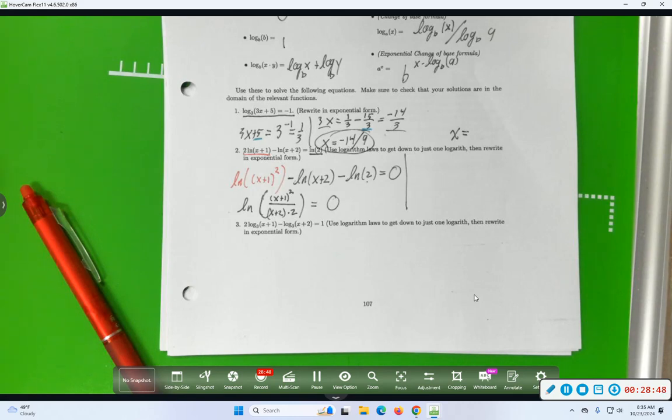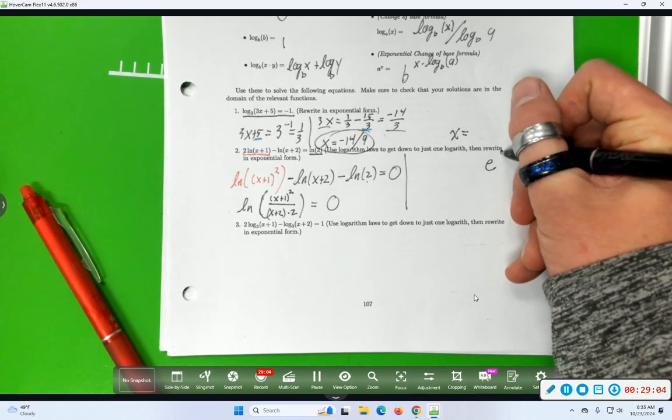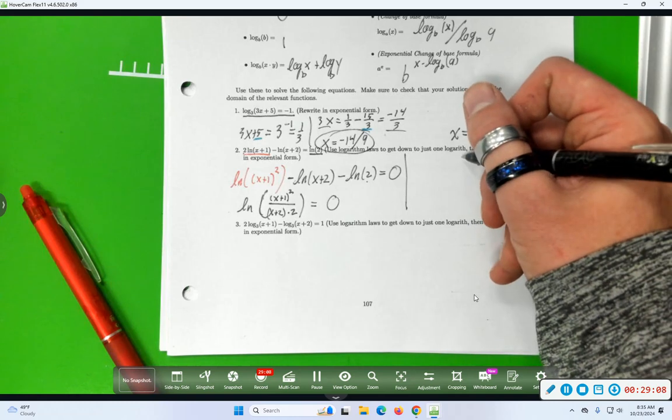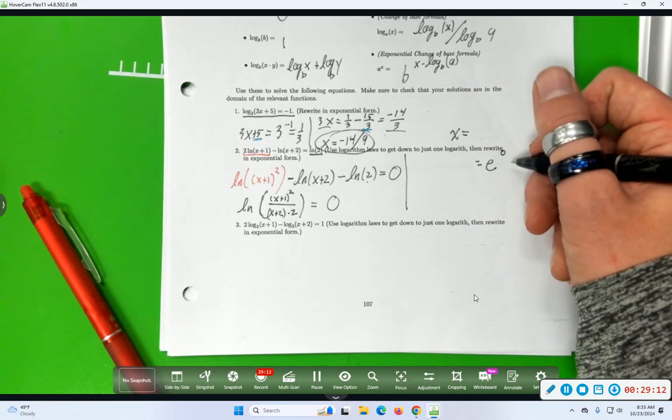What do you get when you rewrite that in log? Nope, exponential form. Well, what's the base? e raised to the power 0 equals. What's on the other side of the equal sign?